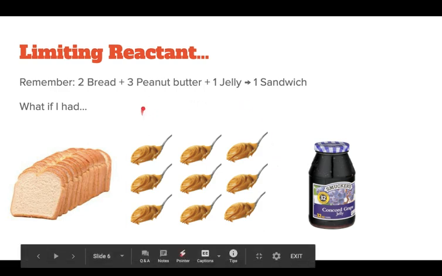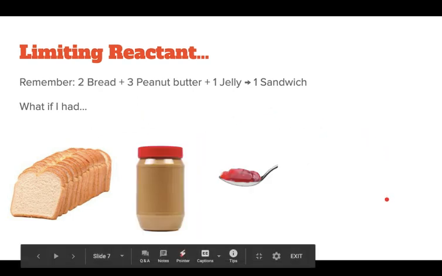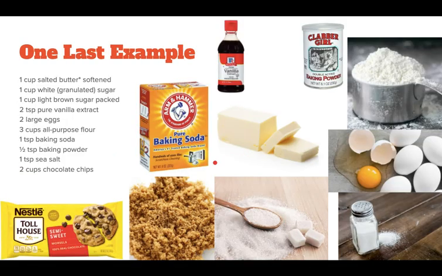Okay, so basically what I'm getting at is we're going to be looking at our recipe and determining how many products we can make based off what piece of our recipe is going to run out first. All right, in this case, again, tons of bread, tons of peanut butter, but only 1 scoop of jelly. So how many sandwiches can we make? Well, only 1.